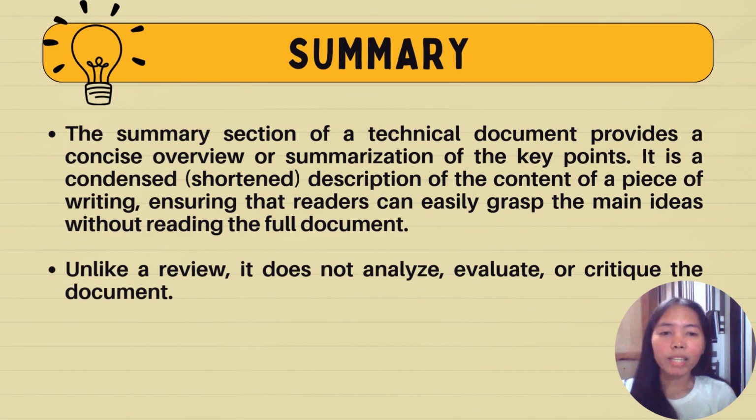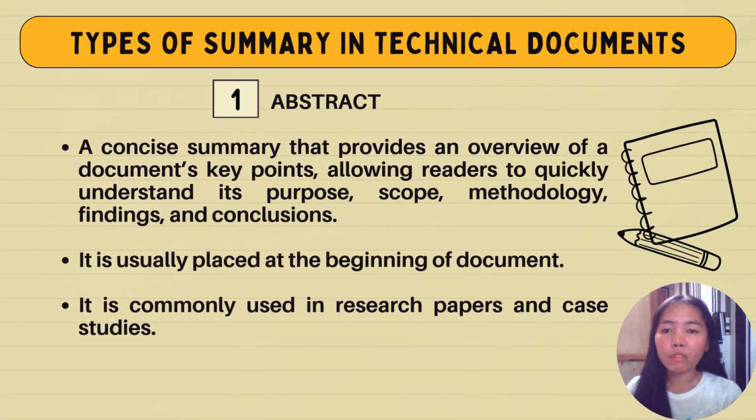In technical writing, summaries help readers grasp key concepts or points quickly. In making or reading technical documents, we will find the following types of summaries, which serve different purposes. The first type of summary that can be found in technical documents is the abstract. An abstract is a concise summary that provides an overview of a document's key points, allowing readers to quickly understand its purpose, scope, methodology, findings, and conclusions.